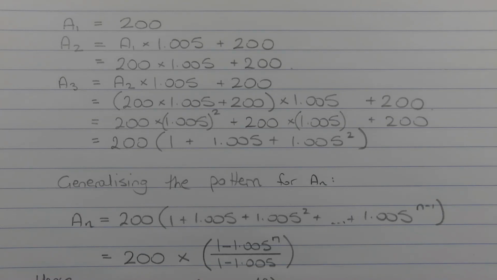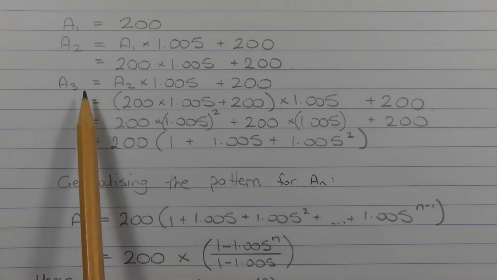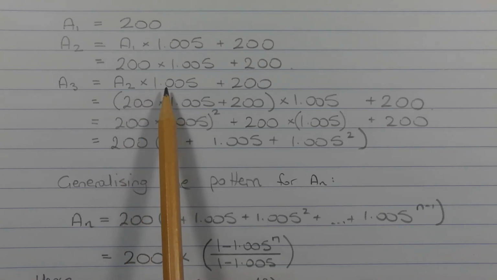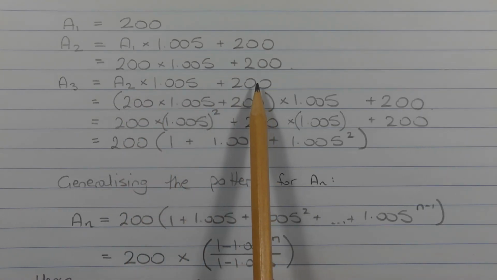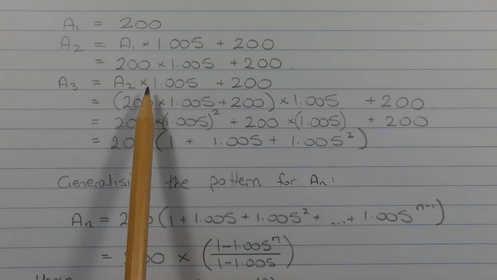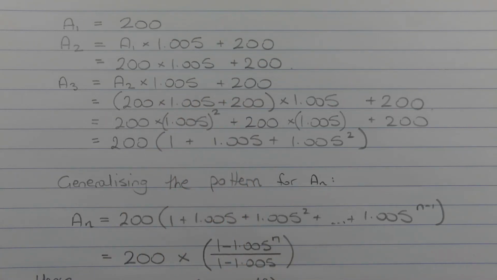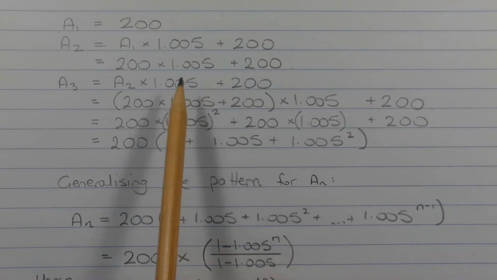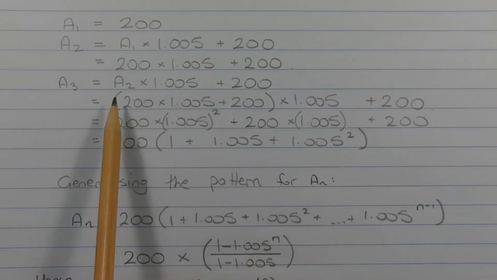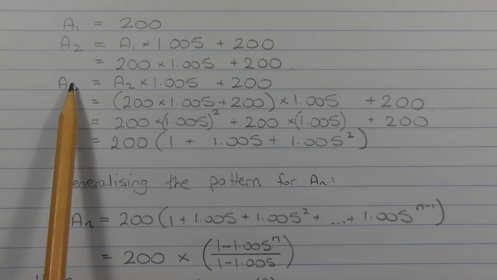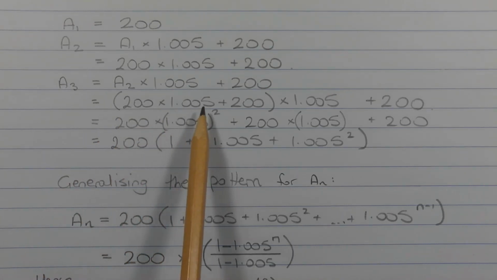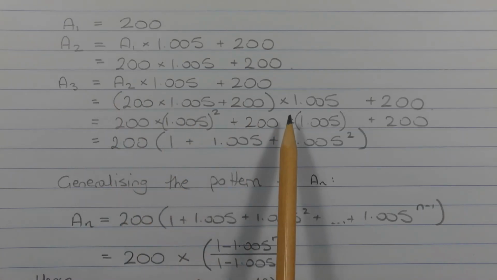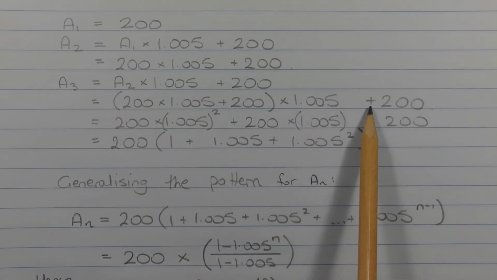Now the value of the investment at the end of the third month, A_3, is equal to A_2 times 1.005 plus 200, again for the same reasons as A_2. So we're just increasing A_2 by 0.5% and then adding on another $200 at the end of the third month. Now A_2 is 200 times 1.005 plus 200. So substituting this expression for A_2, we get A_3 is equal to (200 times 1.005 plus 200) in brackets times 1.005 plus 200.